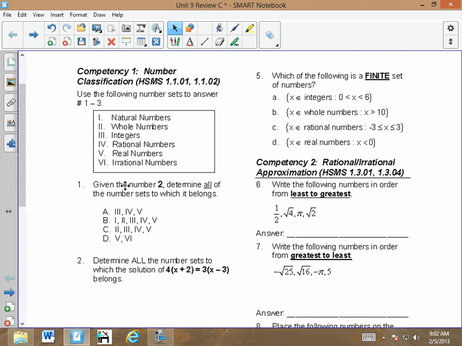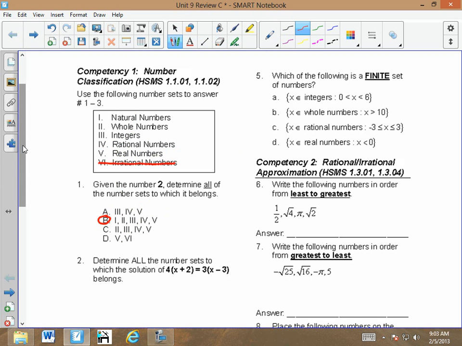Use the following number sets to classify the numbers. Determine all the number sets that the number 2 belongs to. Well, 2 is a counting number, a natural number, so that means it's going to be everything except for irrational. It is real, rational, integer, whole, natural. So we're going to have 5, 4, 3, 2, 1. It's B.